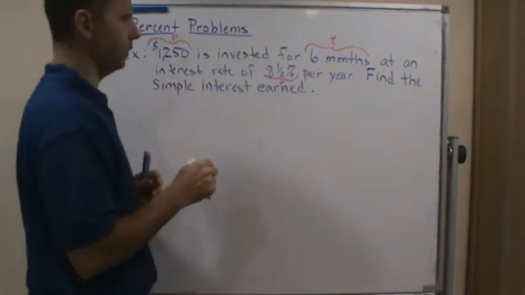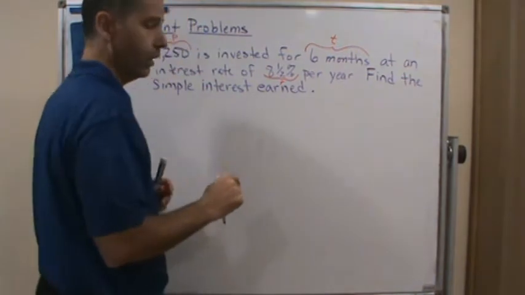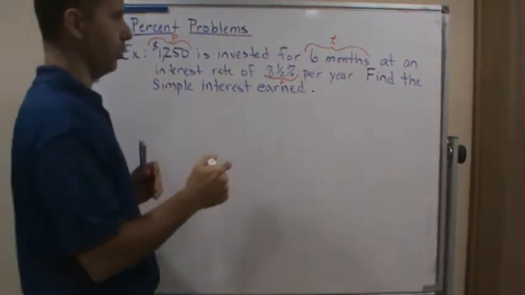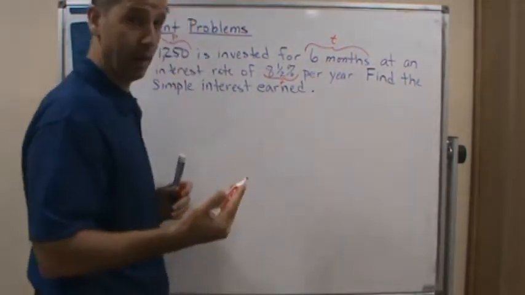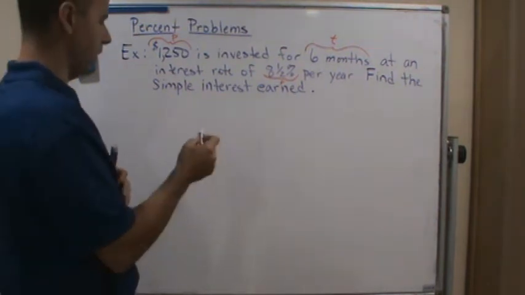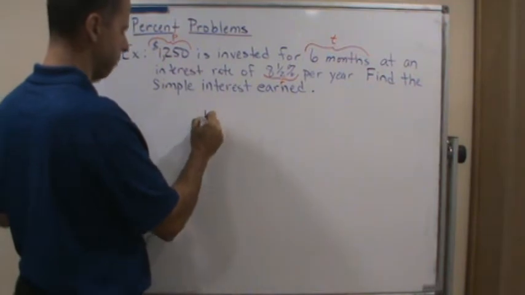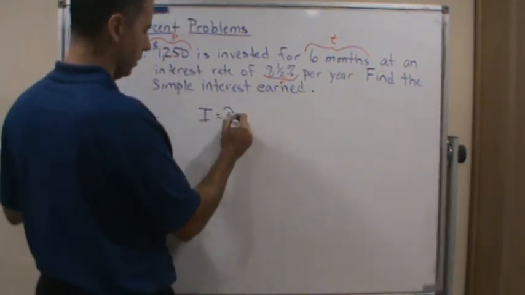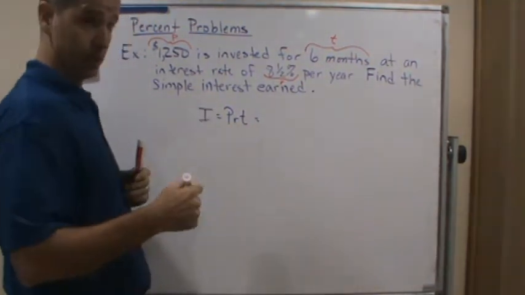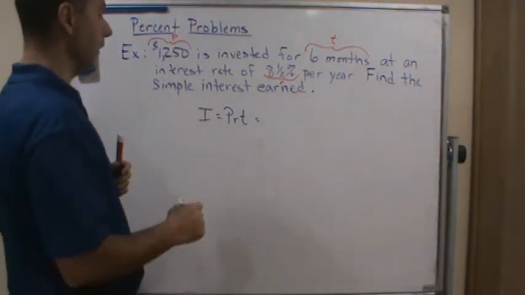Now, the other thing to notice is that the rate is per year and the time is in months. So we've got to make sure the units match. Years have to go with years. So we're going to write 6 months as half a year. Okay, 6 months is equal to half a year. So when you use the formula, I equals PRT, we want to make sure again that the units for rate and the units for time match.